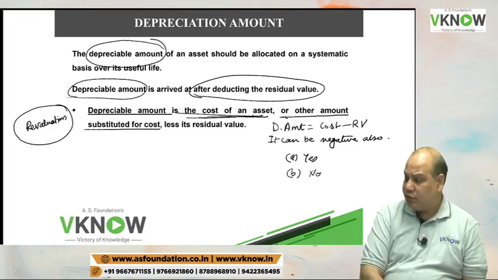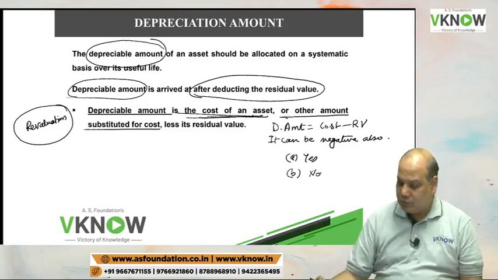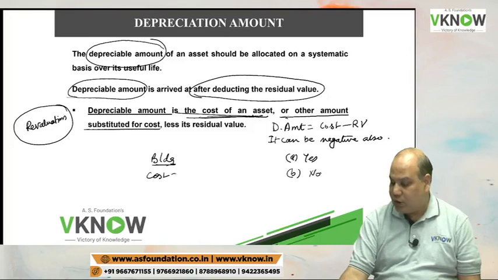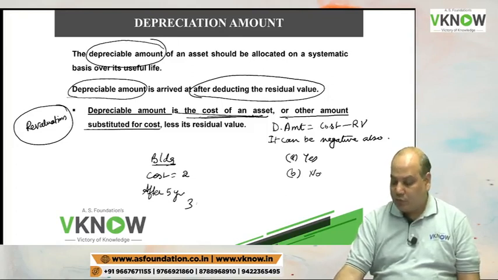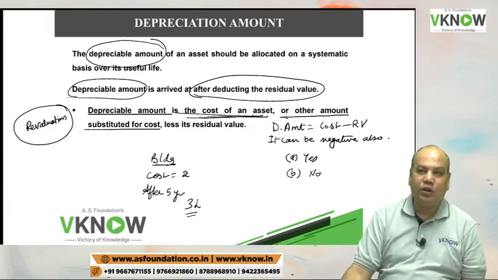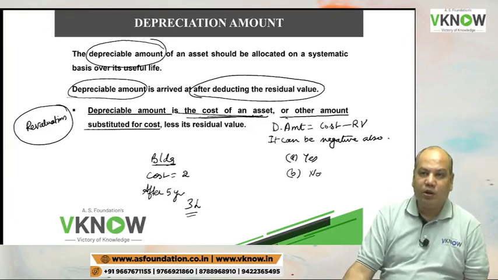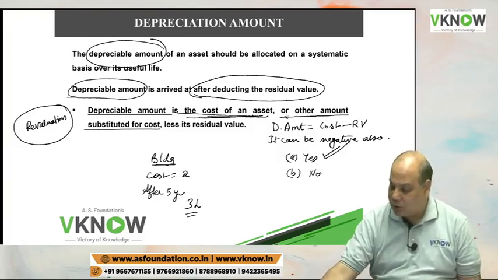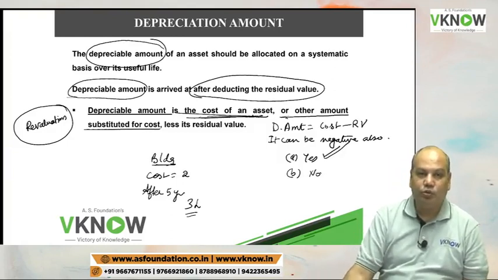The answer is yes. Let us say there is a building. You purchase the building for 2 lakh, but after 5 years, you find that the value of the building is now 3 lakh rupees. So at the end of year 5, when you do the calculation, your depreciable amount may become negative. Now, if depreciable amount becomes negative, then what will you do?